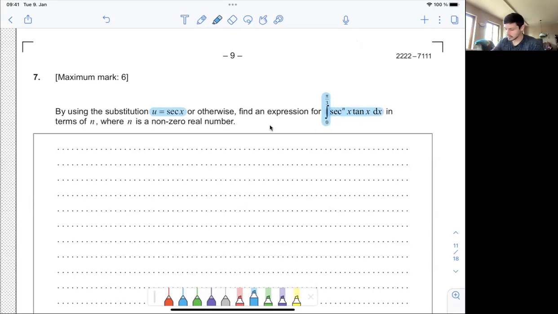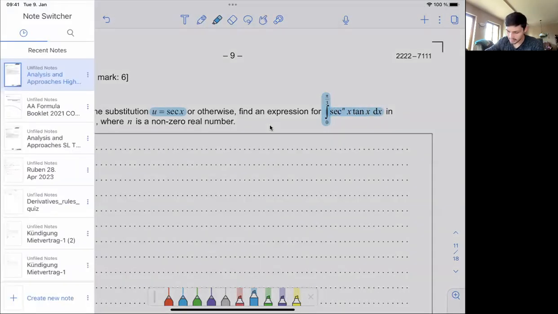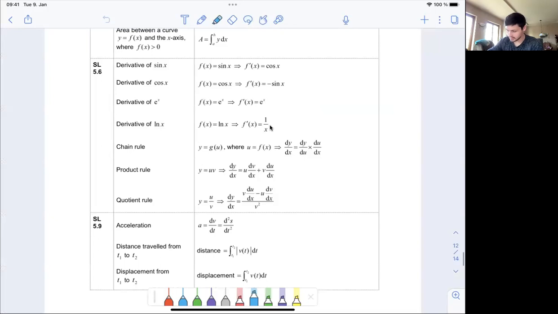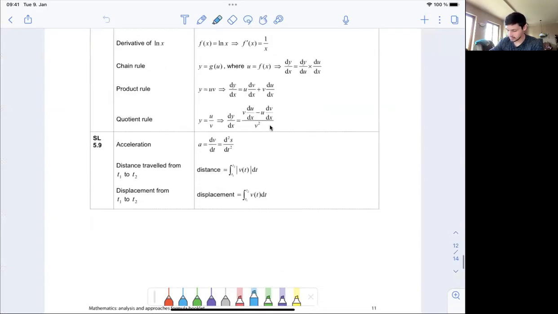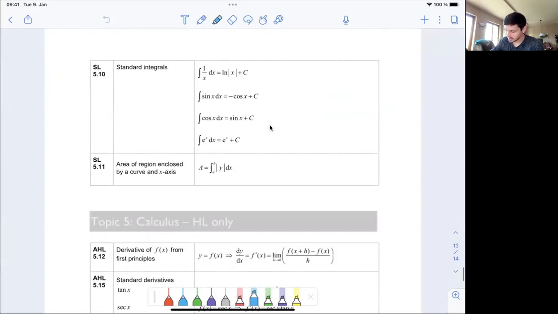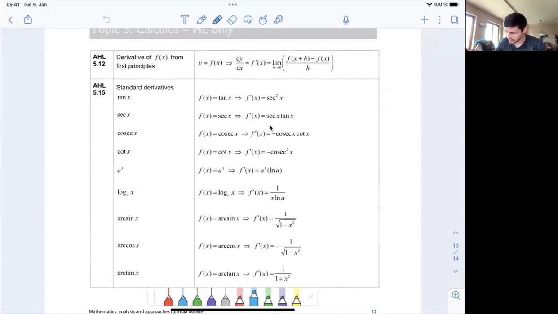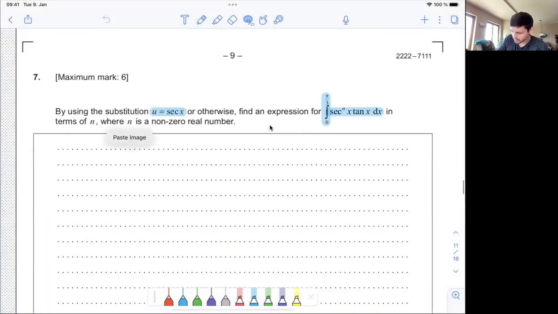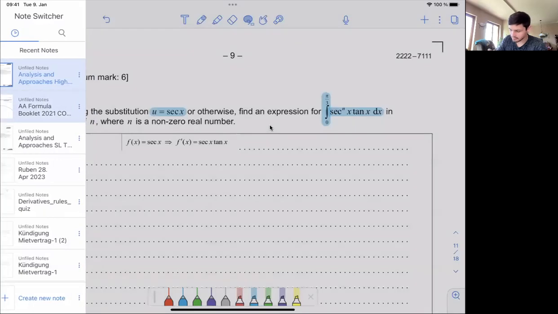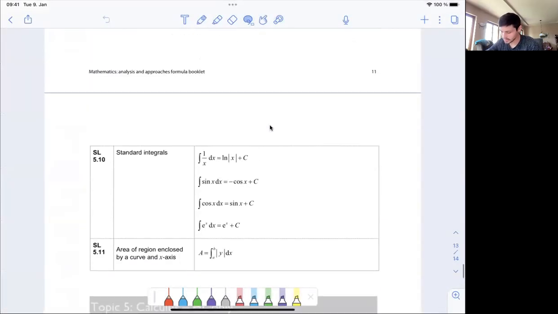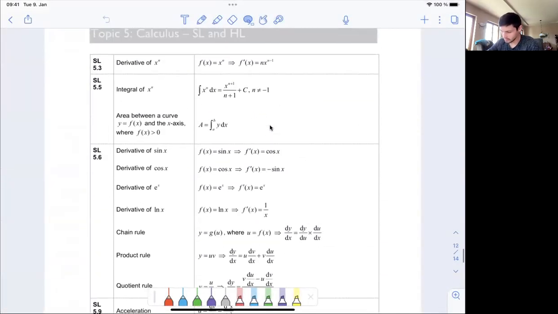All right, so let's go over to our formula booklet and get a bit of info that we're going to need. We're going to need the derivative of sec x. So we've got that here. Let's bring this over. This is going to be helpful. And we're also going to need to know what sec x is, and it's 1 over cos x, which is also in your formula booklet.